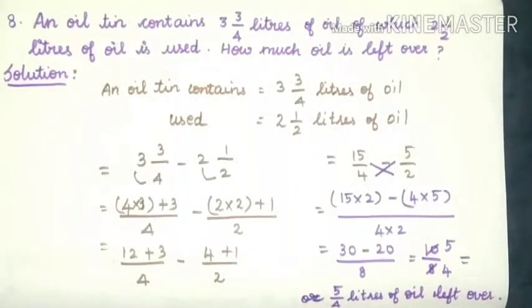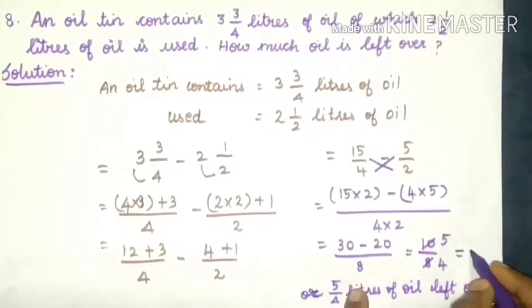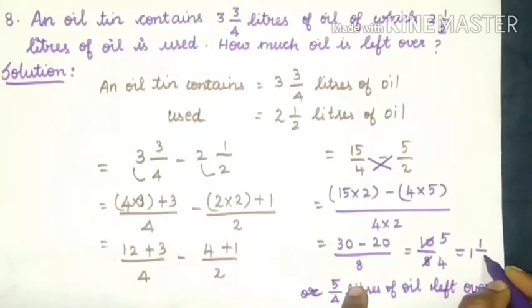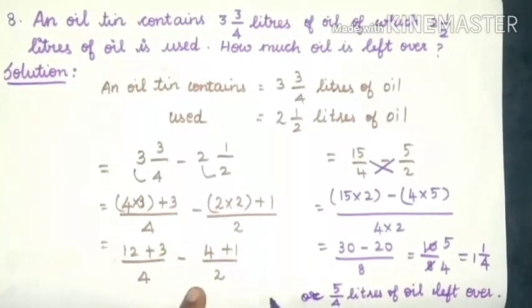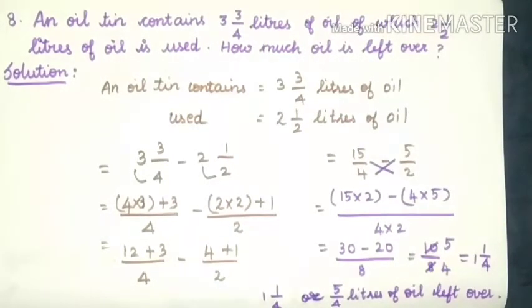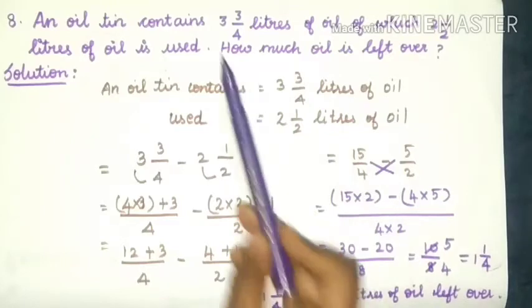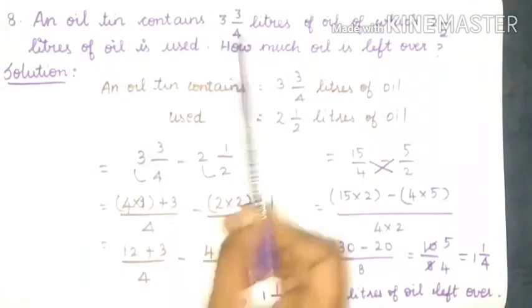Similarly, for this problem also, the given question is in mixed fraction. So, you have to write the answer also as mixed fraction. 5 by 4 is what? Yes, 1 1 by 4 liters. 1 1 by 4 or 5 by 4 liters of oil left over. Both the answers are correct. You have to write this answer as mixed fraction because in the question it is given in the form of mixed fraction.